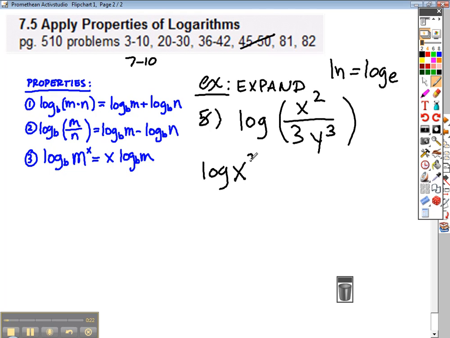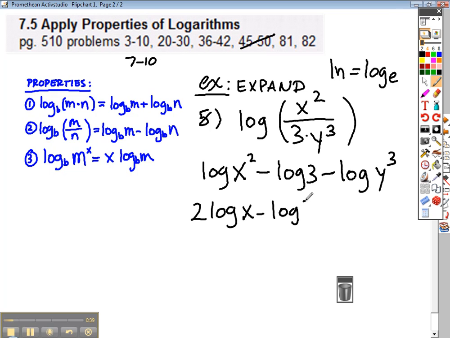Okay, so I know it's log x squared. I know the 3 is a minus, so it's going to be minus log 3. Okay, but the y cubed, is it a plus or minus? It turns out because it's on the bottom, it's a division, so it's going to be a minus log y cubed. Okay, and then bring the exponents down, so the final answer, 2 log x minus log 3 minus 3 log y.